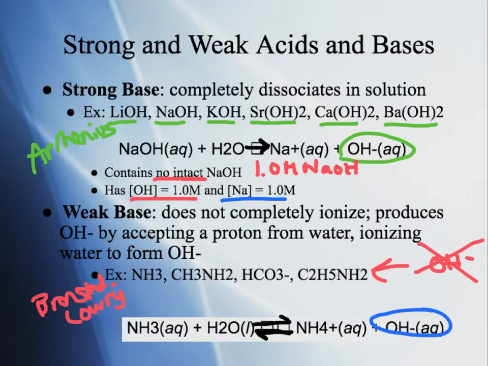Remember the way they work is they take a hydrogen from water to end up with an extra hydrogen. So NH3 we start with turns into NH4 because you took that extra hydrogen. So when water loses a hydrogen, what's left? Well, OH minus. That's how we increase the hydroxide ion concentration in a solution with a weak base.